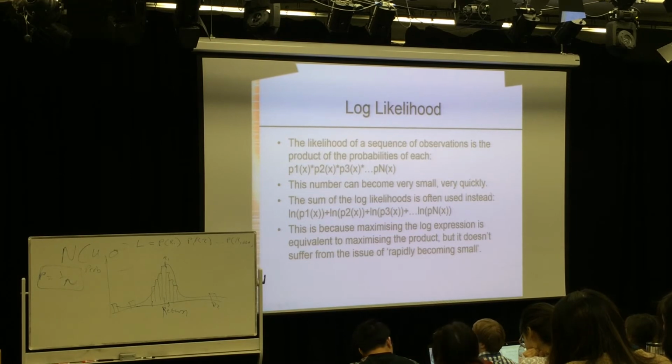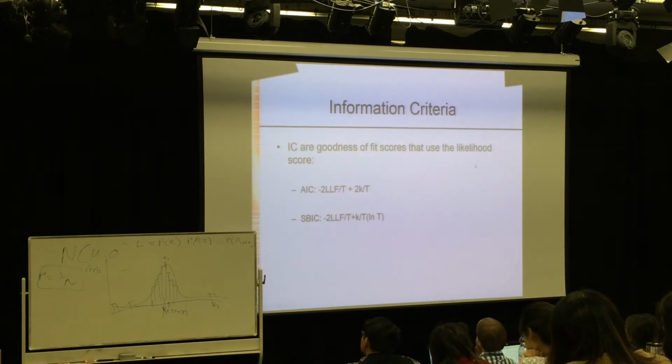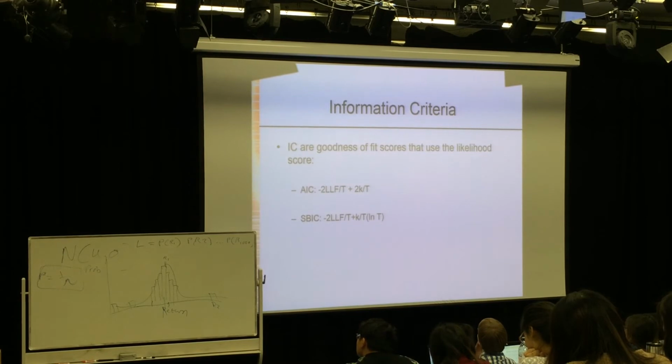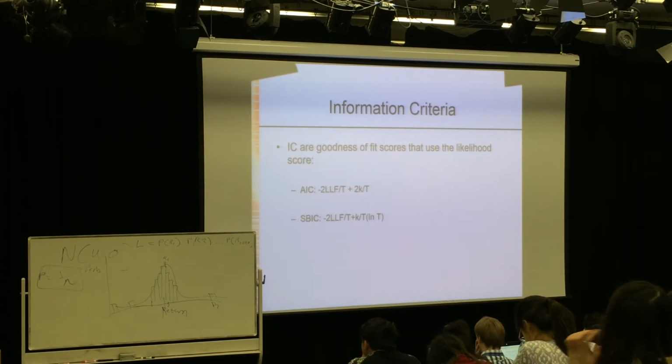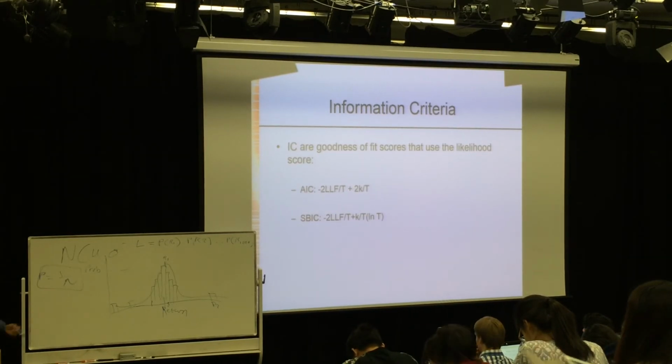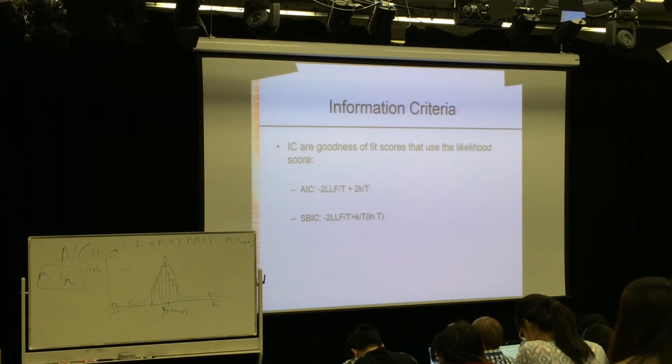So it doesn't have this rapidly becoming small issue. So that's log likelihood and the principle of maximizing likelihood. So a related subject is information criteria. Okay, so these are used to select models. So in a similar way that you use the maximum likelihood to select models, people also use information criteria.